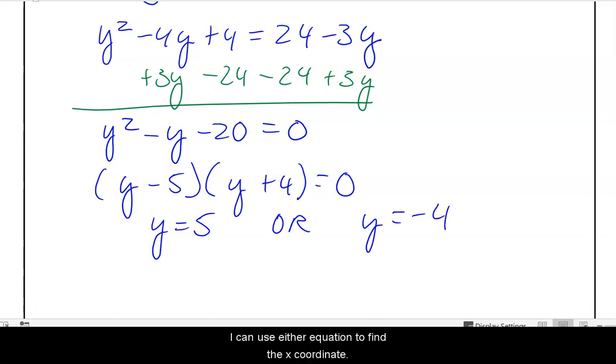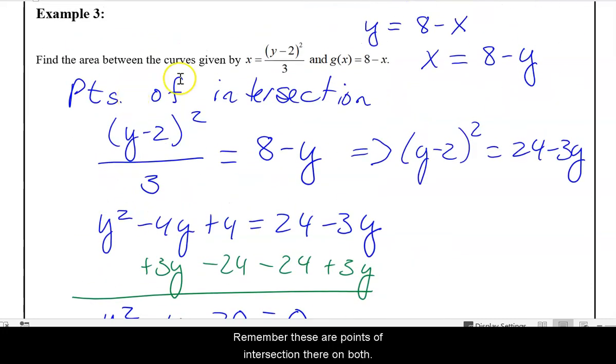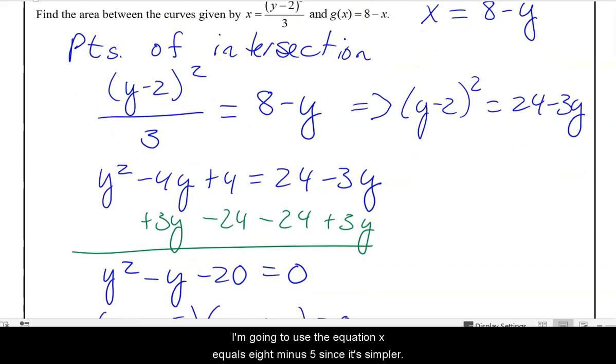I can use either equation to find the x-coordinates. Remember, these are points of intersection. They're on both. I'm going to use the equation x equal 8 minus y since it's simpler.